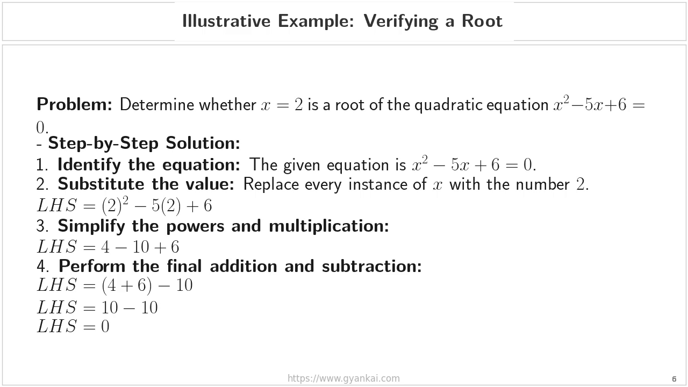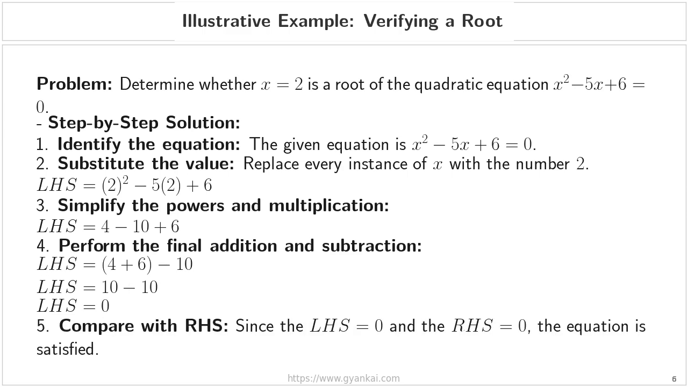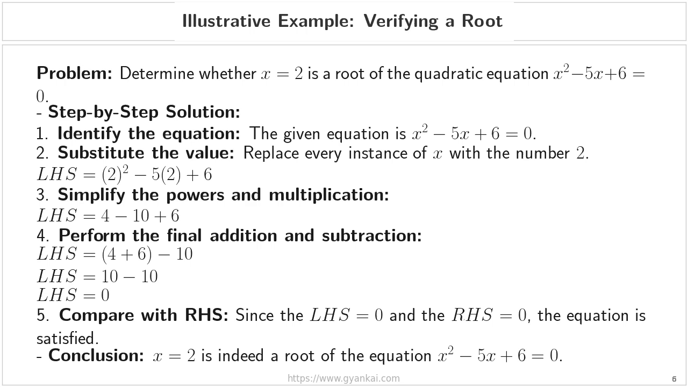To keep things organized, let's group the positive terms first. 4 plus 6 equals 10. Then, 10 minus 10 leaves us with 0. Fifth, we compare our result to the right-hand side of the original equation. Since our left-hand side equals 0 and the right-hand side is also 0, the condition is met and the equation is satisfied. In conclusion, we have verified that x equals 2 is indeed a root of the equation x squared minus 5x plus 6 equals 0.